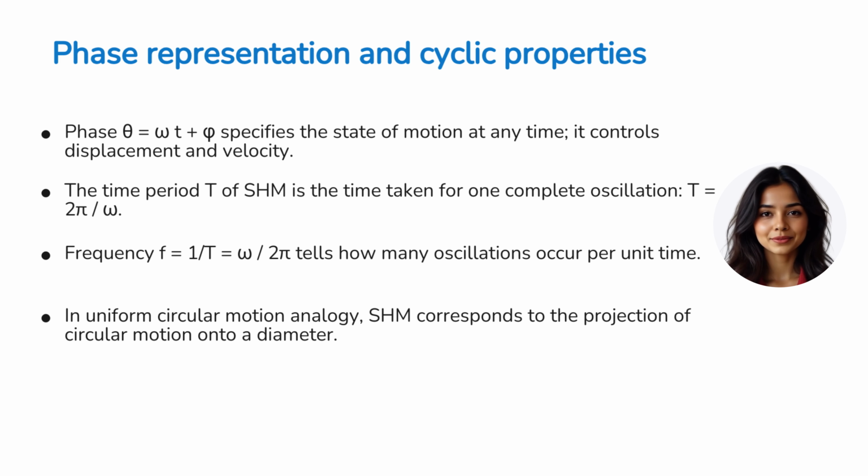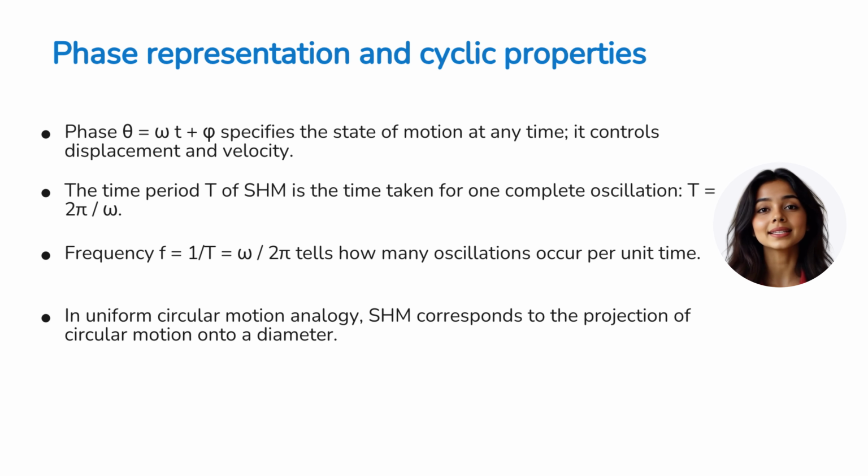Welcome back. Now that we know how the object's position moves back and forth, let's talk about timing and phase, the rhythm and timing of this oscillating dance. The phase, theta, equals omega times t plus phi, and it's the angle or state that tells us exactly where in its cycle the motion is at any given instant. Think of it as the clock hand on a circular dial telling us the precise moment in the oscillation.